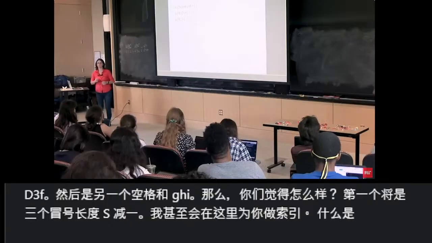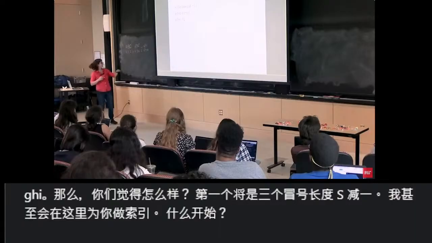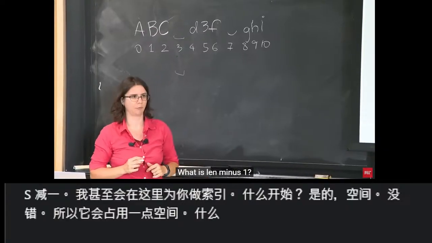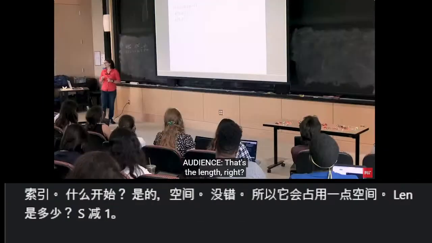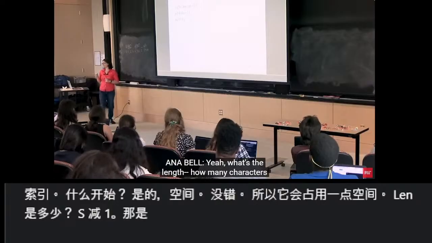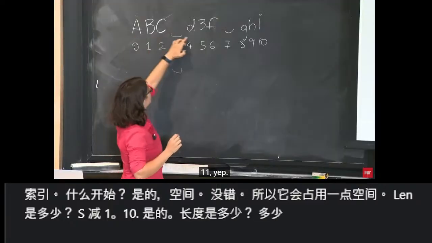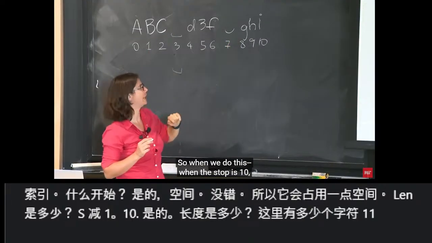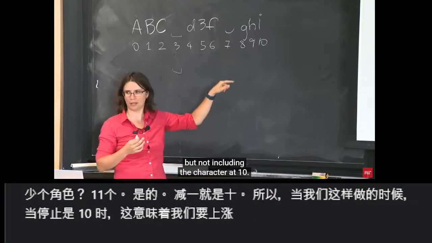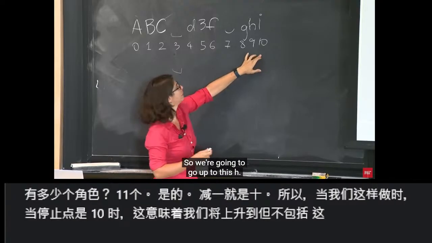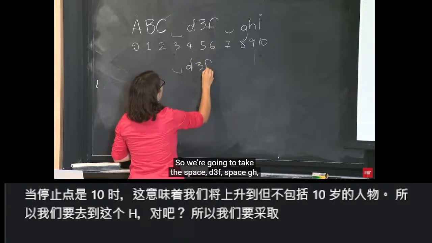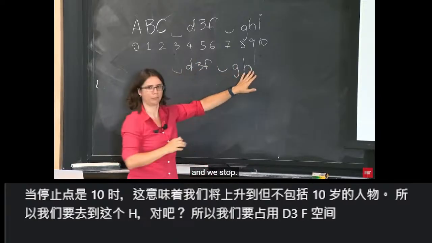What's the start? Yeah, the space, exactly. So it's going to be a space. What is len S minus 1? It's the length minus 1. What's the length? How many characters are in here? 11, yep. And minus 1 is 10. So when the stop is 10, that means we're going to go up to, but not including, the character at 10. So we're going to go up to this H, right? So we're going to take the space, D3F, space, G, and we stop.